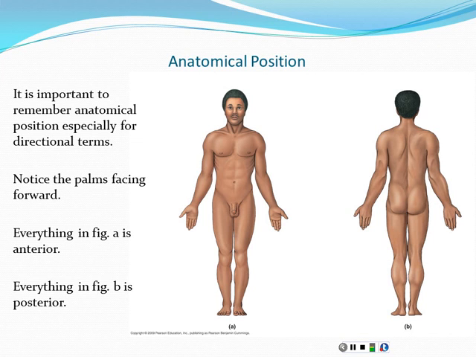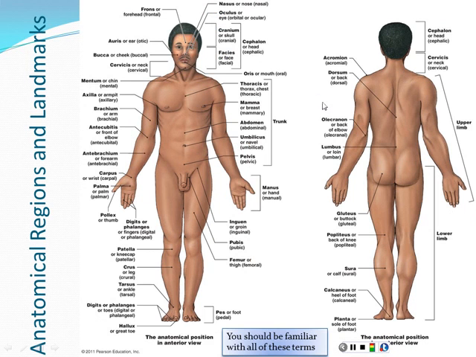So our first vocabulary words, anterior and posterior. Anterior is towards the front. So everything we can see here in figure A is anterior. Posterior is towards the back. So everything in figure B is posterior, and we're going to see some other words here in a minute. All right. So the different regions of the body have landmarks. And this is our first slide where you'll see a little box here saying you should be familiar with all these terms.